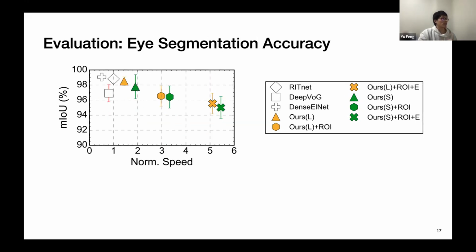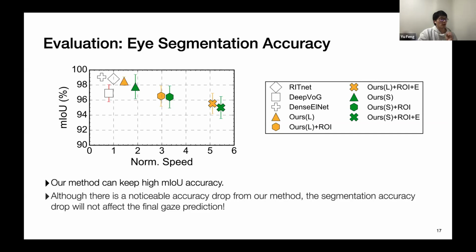Similar results can be seen in the eye segmentation evaluation. Our method can keep high mean IOU accuracy with much higher speedup. Although there is a noticeable accuracy drop from our method, this accuracy drop in the eye segmentation will not affect the gaze prediction accuracy.